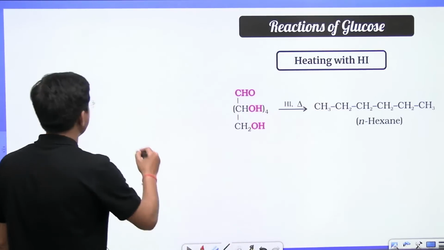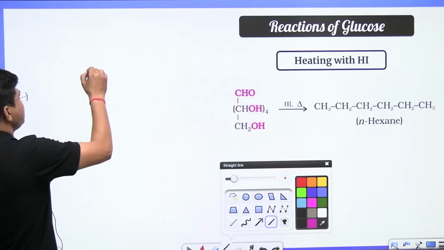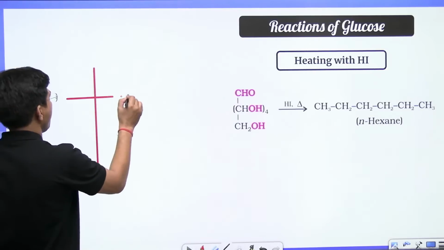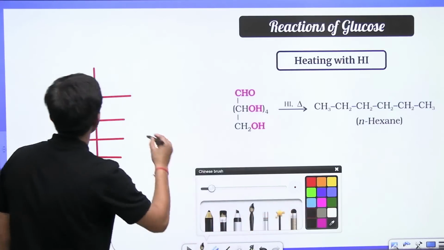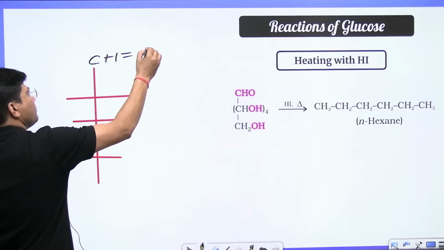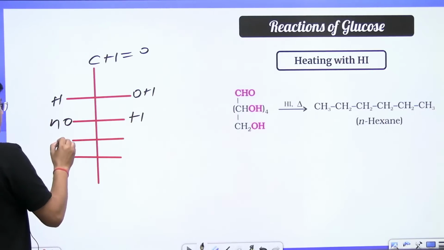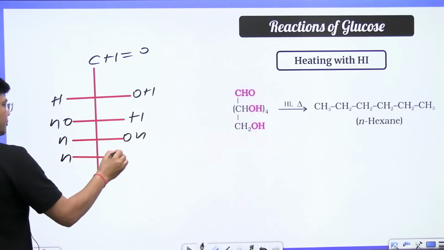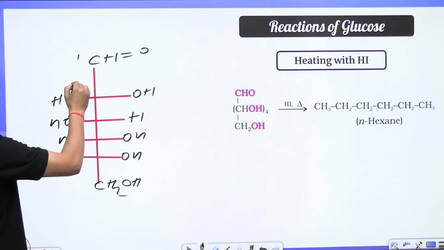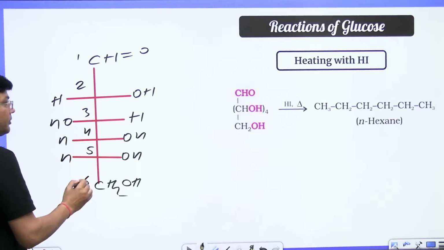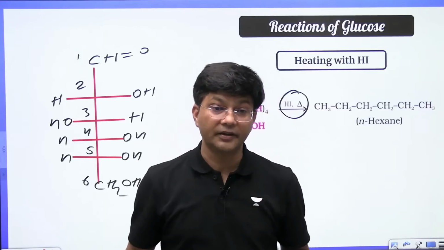Glucose, as I have told you, was like this: 1, 2, 3, 4, CH double bond O, CHOH, CHOH, CHOH, CHOH, CH2OH. This was your glucose. First carbon, second carbon, third carbon, fourth carbon, fifth carbon, sixth carbon. If you are adding HI, just remember what the function of HI is.